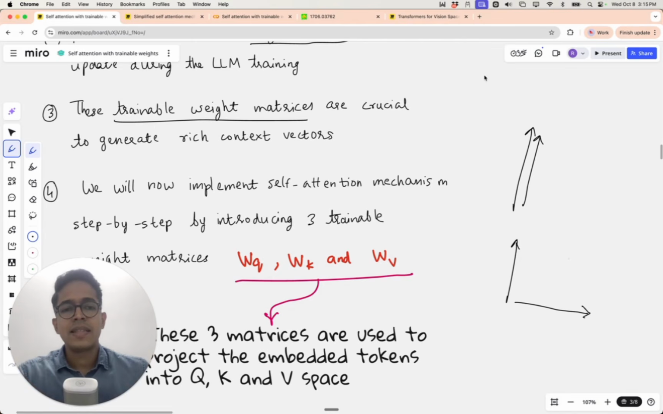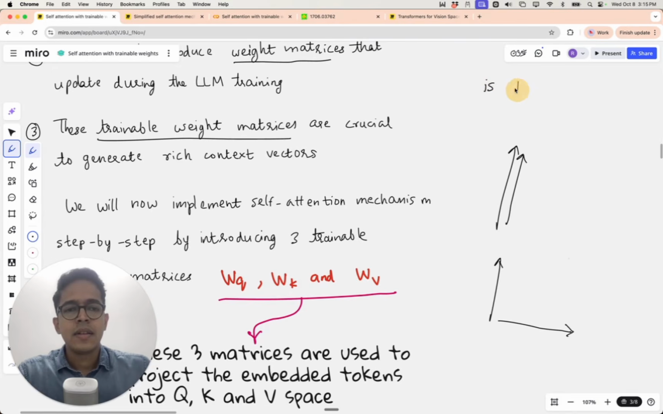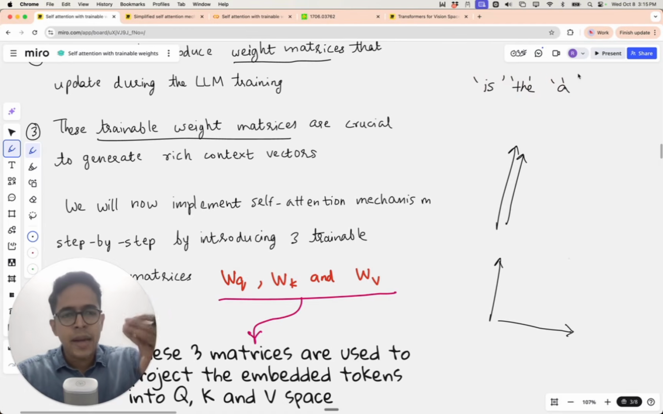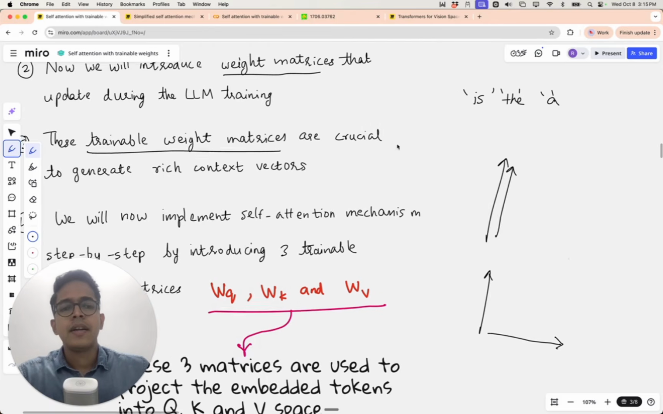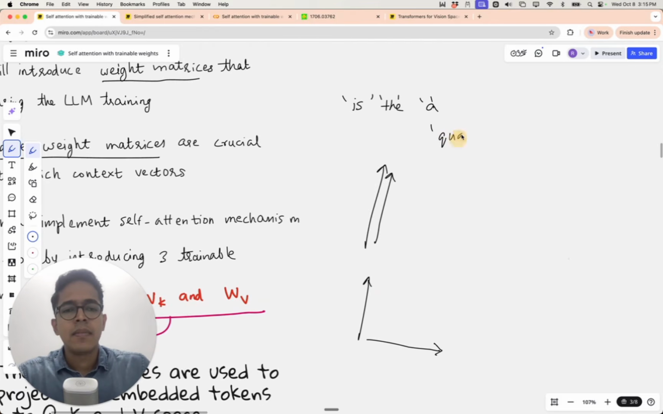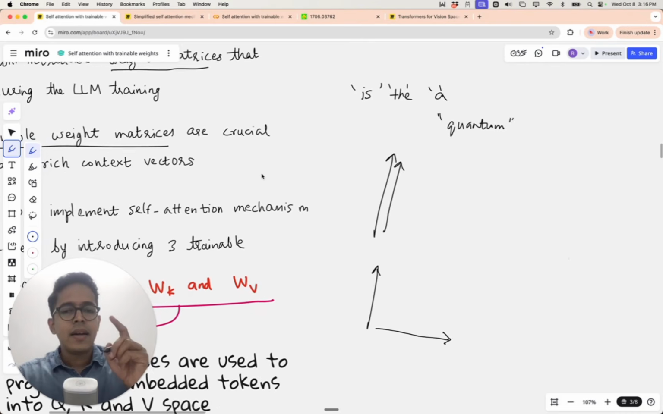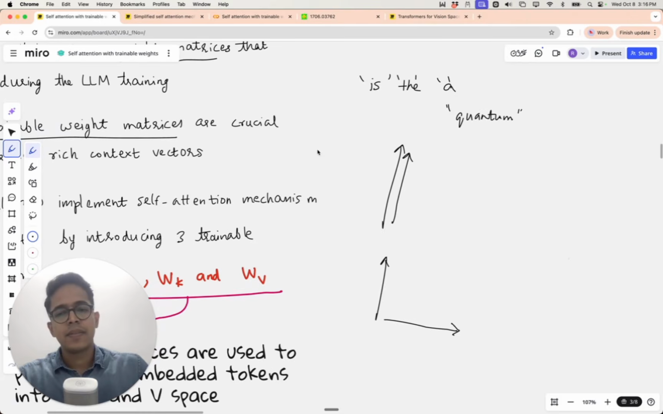So for words like is, the, a, etc., which are very frequently occurring words in sentences and do not give us any specific information, the magnitude of the vectors corresponding to these tokens will be very small. Whereas if we consider, let's say, words like quantum, these are not words that typically occur in our sentences. So the token corresponding to the word quantum will definitely have a bigger magnitude. The vector will have a higher magnitude. But the direction has definitely semantic significance.